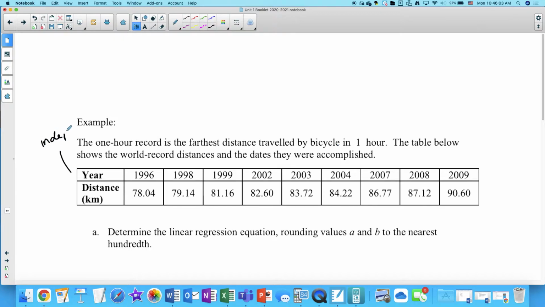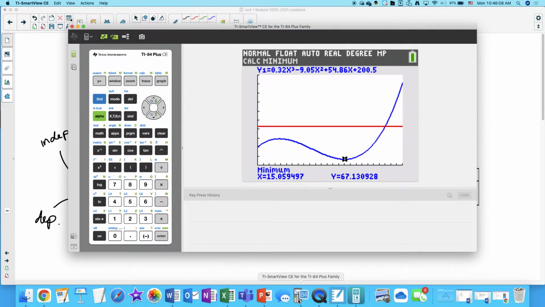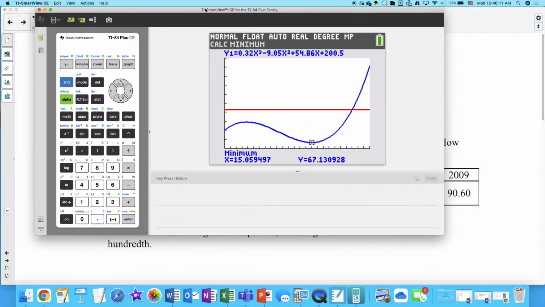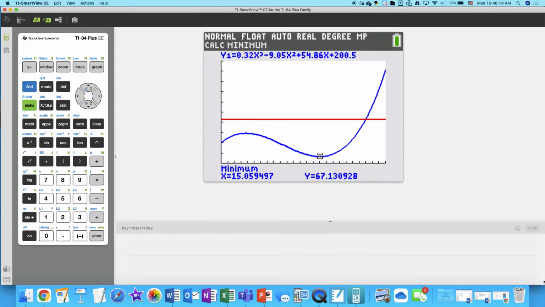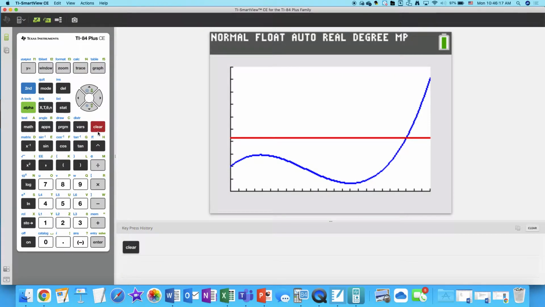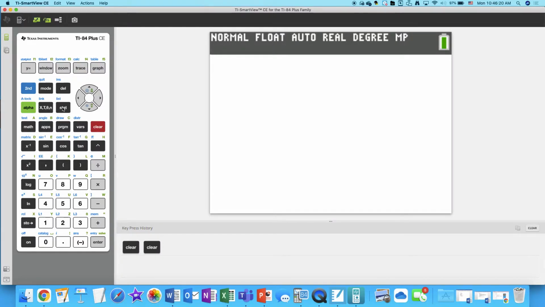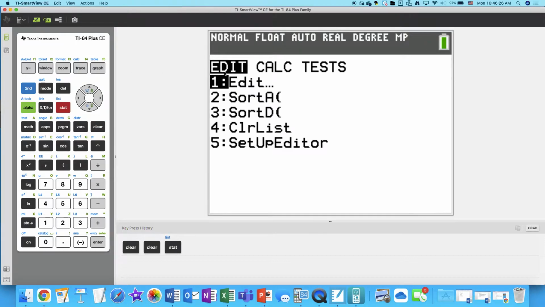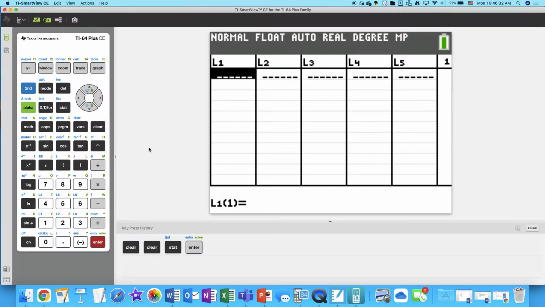So if you have a TI, I'm going to do that first, because I think most people have that. What you're going to do is go to your stat button. It stands for statistics. And click number 1 for edit, because we're going to edit some values here. So go enter. And here you see L1, L2. Where's the stat button? It's right here, a couple away from the alpha. I can't ever remember these, so I'm going to try and have them both on there at the same time.